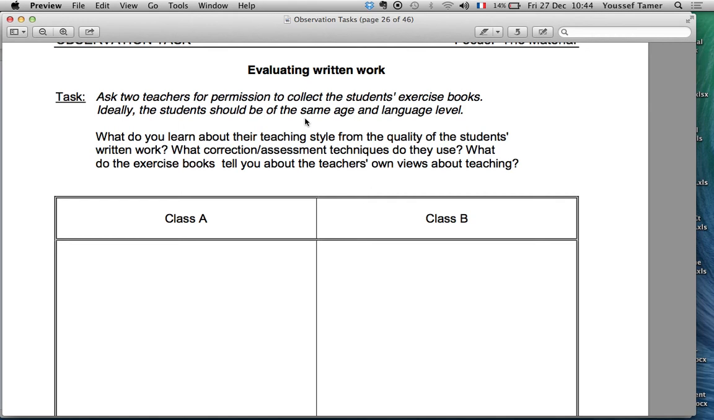There are a number of things I skipped about how to behave in the beginning, but you can find them in the very beginning, the introduction. You can refer to them. Yes, ideally the students should be of the same age and language level.